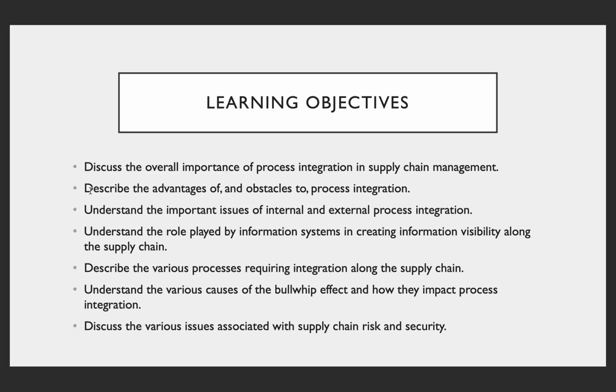So the first thing I would like to point out is our learning objectives. Our first objective is to discuss the overall importance of process integration in supply chain management, describe the advantages of and obstacles to process integration, understand the important issues of internal and external process integration, understand the role played by information systems in creating information visibility along the supply chain, describe the various processes requiring integration along the supply chain, understand the various causes of the bullwhip effect and how they impact process integration, and also discuss the various issues associated with supply chain risk and security.